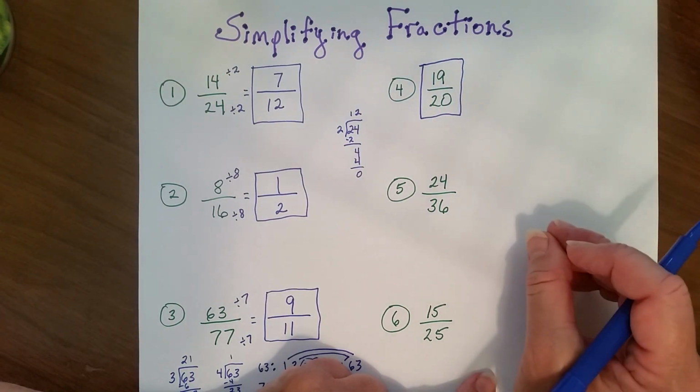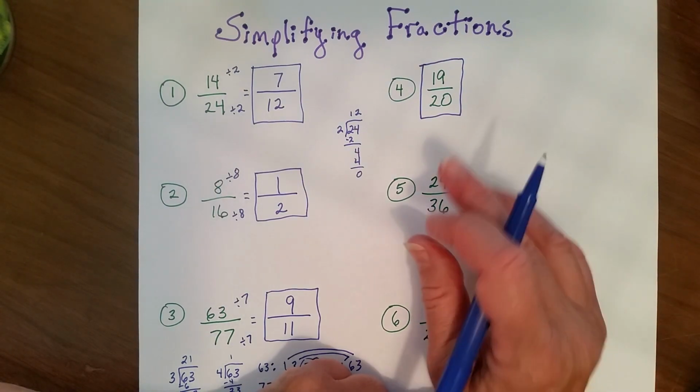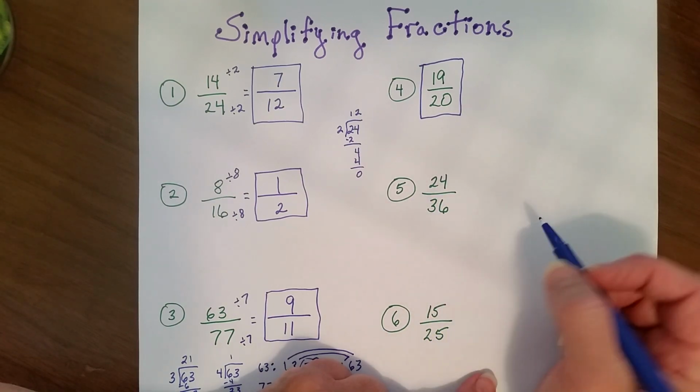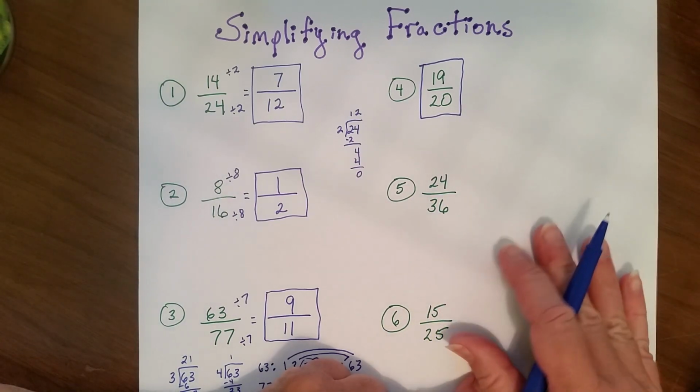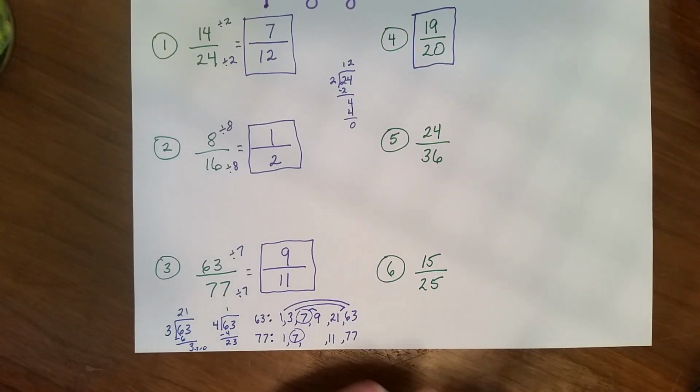Now, I don't think there's any on Delta Math like that, but in case you do have one, you would just rewrite it as 19 over 20 and submit that answer. Okay, 24 divided by 36. I'm going to show you 2 ways to work this one out.